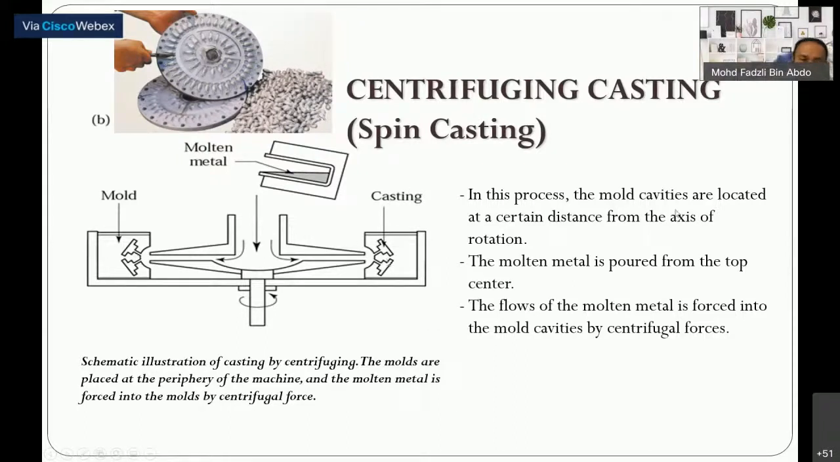Okay. In this process, the mold cavities are located at a certain distance from the axis of rotation. In the earlier semi-centrifugal process, the mold cavity was right underneath, under the centrifugal force. The molten metal is poured from the top center. The flow of the molten metal is forced into the mold cavity by centrifugal force. This is a schematic illustration of casting by centrifuging. The molds are placed in the periphery of the machine and the molten metal is forced into the mold by centrifugal force.